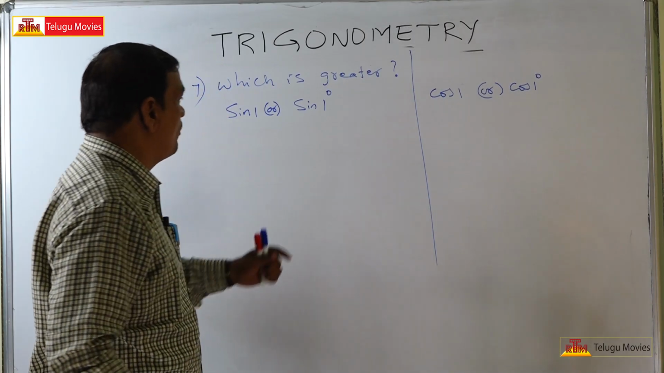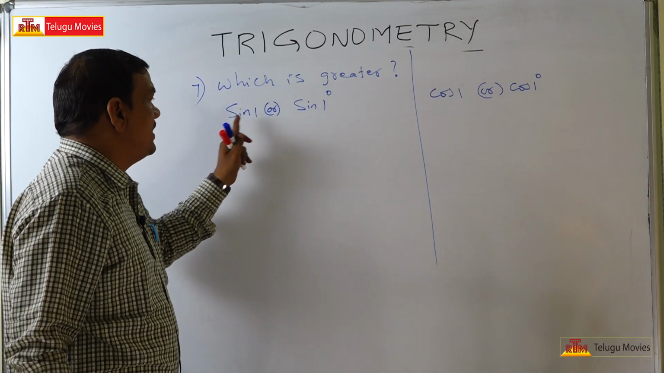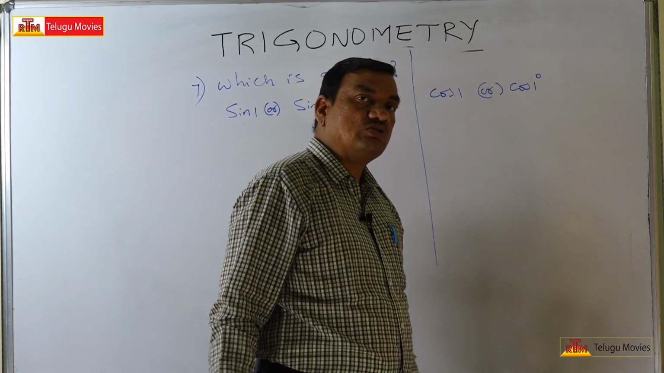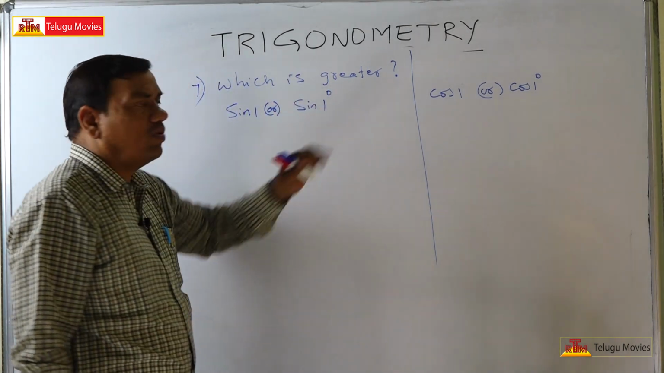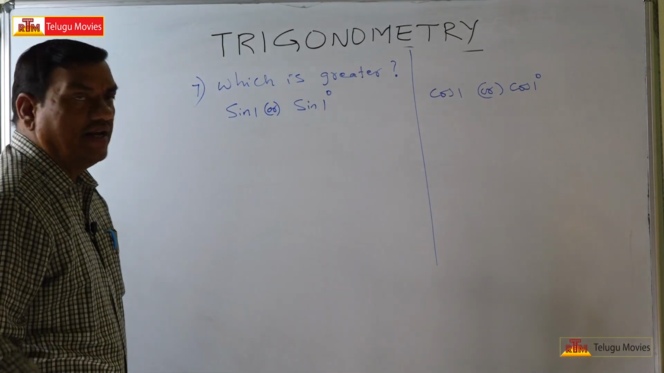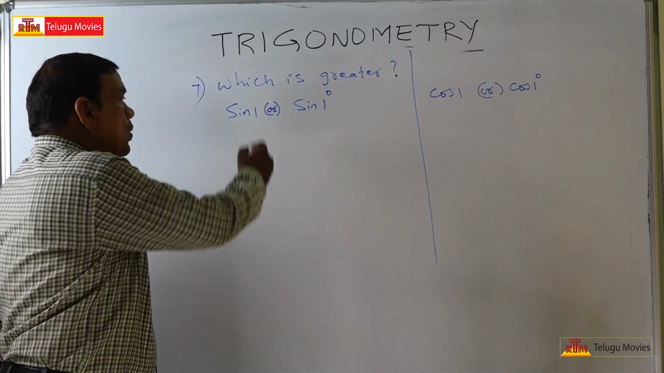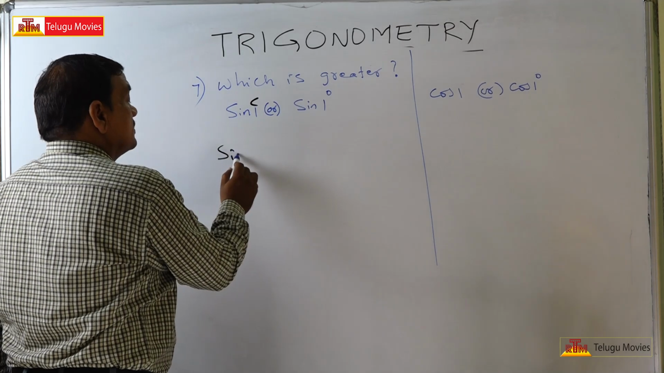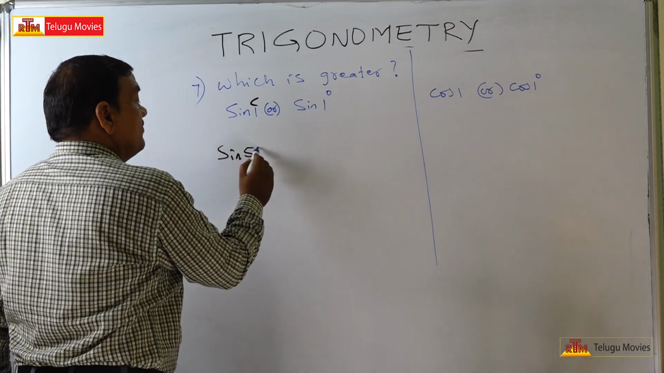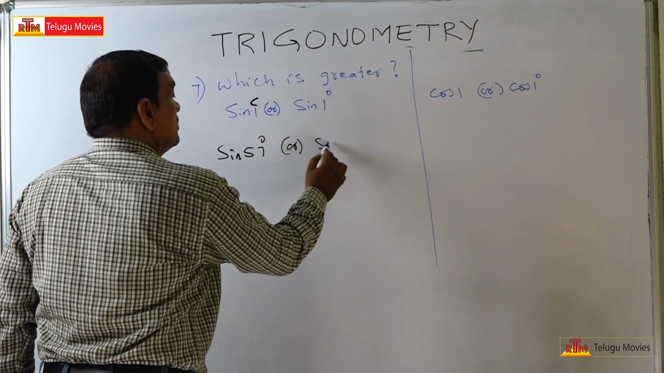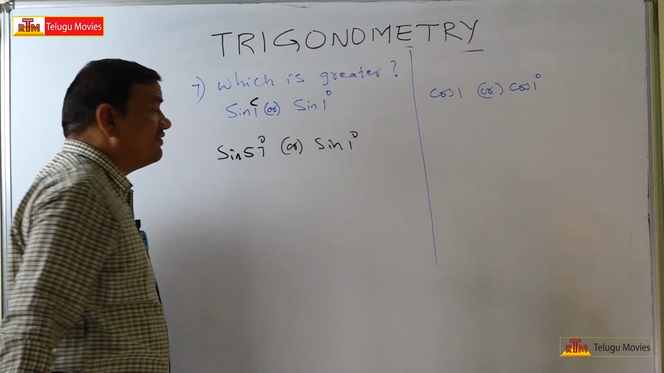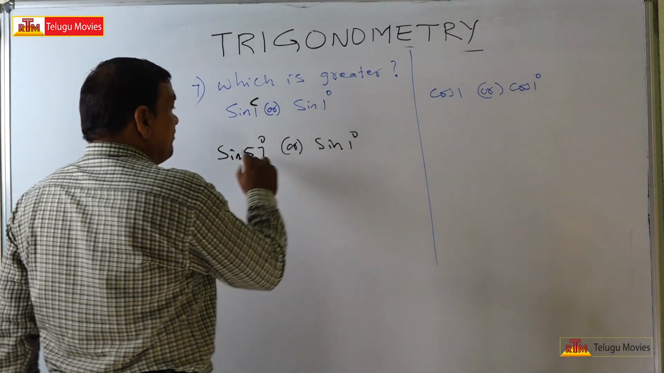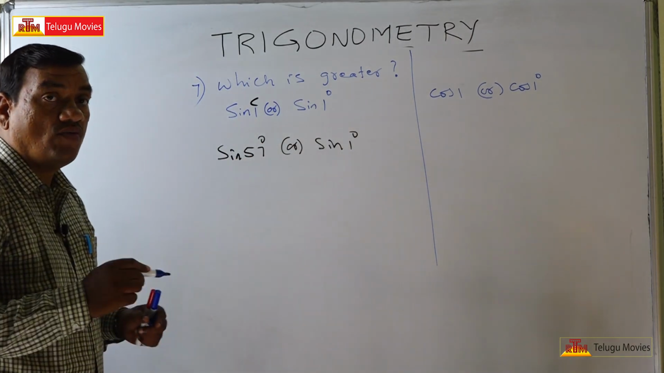Welcome to the next problem. Which is greater, sine 1 or sine 1 degree, and cos 1 or cos 1 degree? Which is greater? This is one problem. Already I told that here 1 means 1 radian. Sine 1 radian means what? Sine 57 degrees or sine 1 degree. Which is greater? Obviously 57 and 1 both are in the first quadrant.